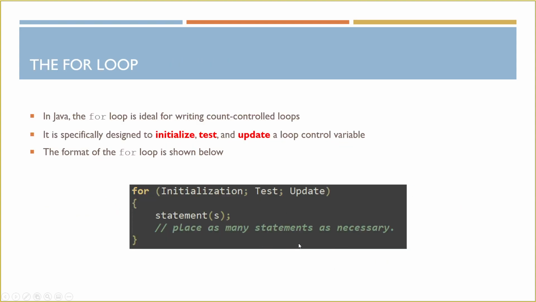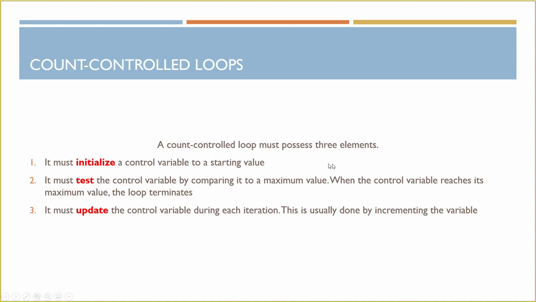And the best example of a count-controlled loop is the for loop. In Java, the for loop is the most ideal way to write a count-controlled loop. It's specifically designed, by design, it is useful for count-controlled loops. So it has built-in initialization, testing, and updating, which were, like we said, the 3 things that they need.